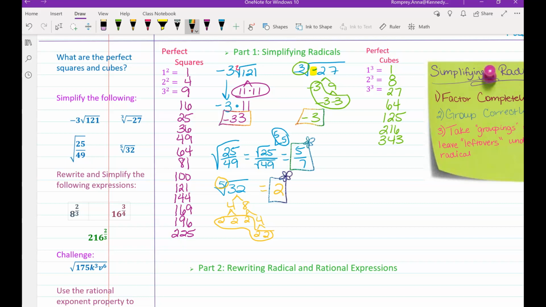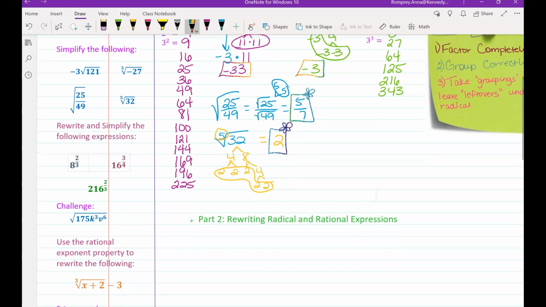Okay, so those were all some pretty basic ones that simplified nicely. They had a nice rational answer. Okay, remember, anything that can be rational is fractional. Anything that can be written as a fraction. Now, let's look at some other ones.